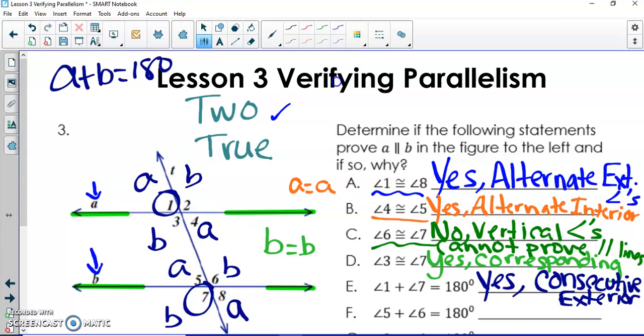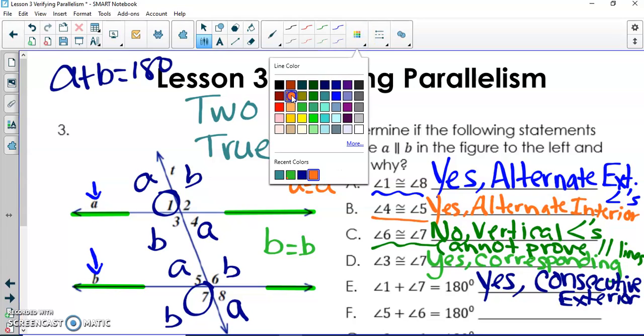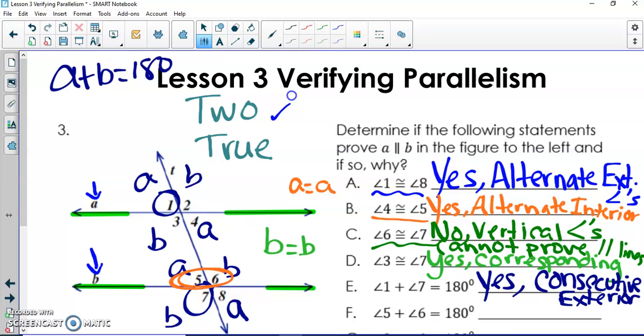Okay. Next, I have angle 5 and angle 6. So angle 5 and angle 6 are right here. This says that they add up to 180. Okay, I have an A and a B, A's and B's add up to 180, so that would be true. But I do not have one angle that is touching A and one that is touching B. So this is a no, and it's a no because it's a linear pair, and linear pairs cannot prove that we have parallel lines.